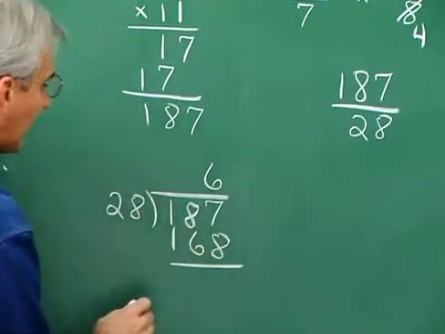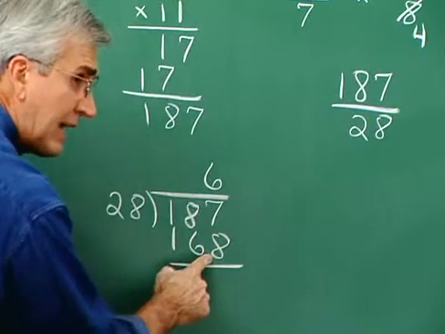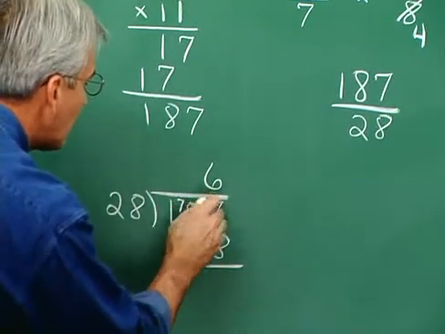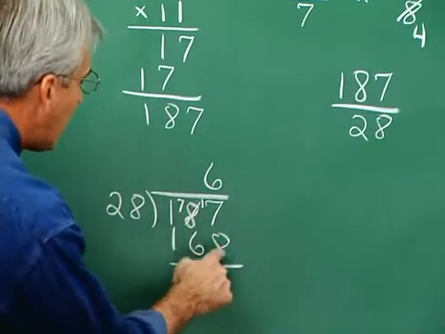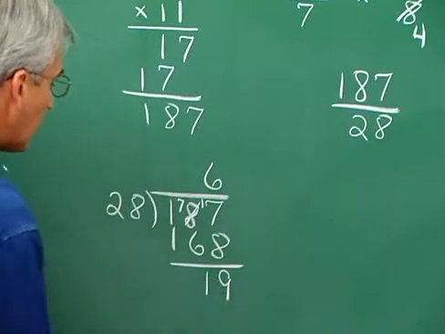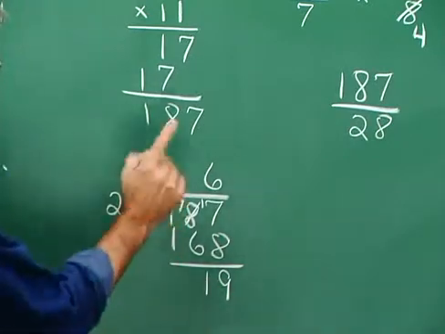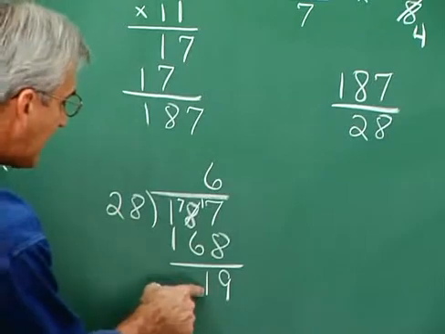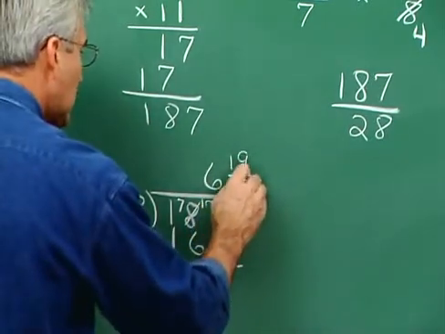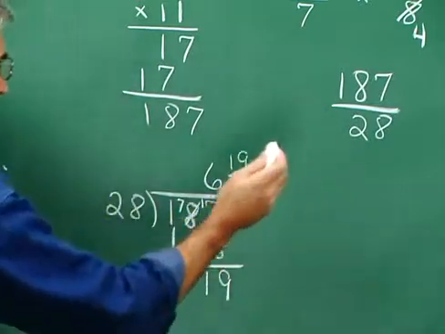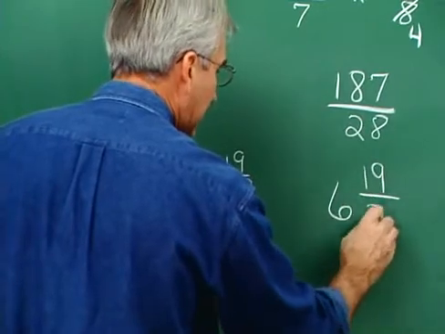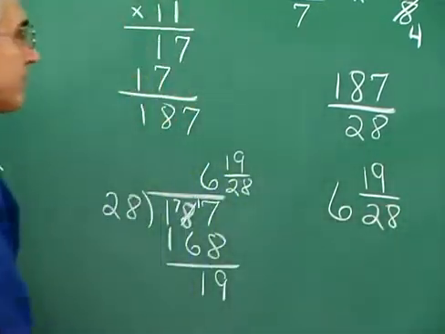And now I subtract. 7 minus 8, can't take 8 from 7, so I need to borrow from the 8. It becomes a 7, and the one that I borrow makes this 17. 17 minus 8 is 9. 7 minus 6 is 1, so 19 is the remainder. I have 6 for the whole number part, 19 is the remainder. I put the remainder over the divisor, so I have 19 over 28. So let me slide that answer over here. It's 6 and 19 over 28 for the final answer.